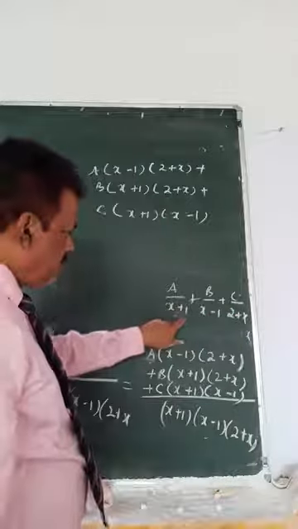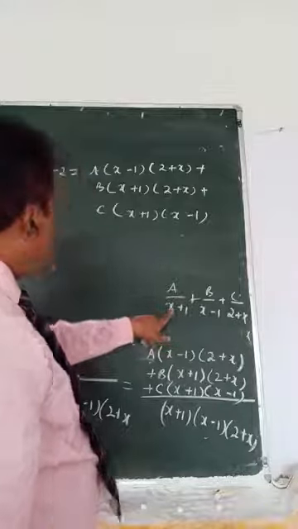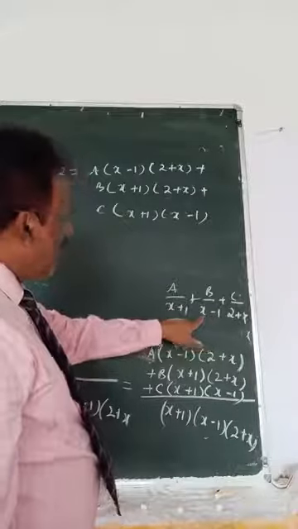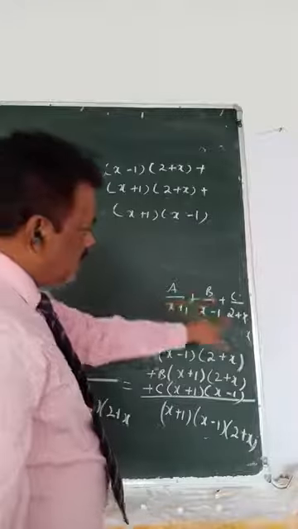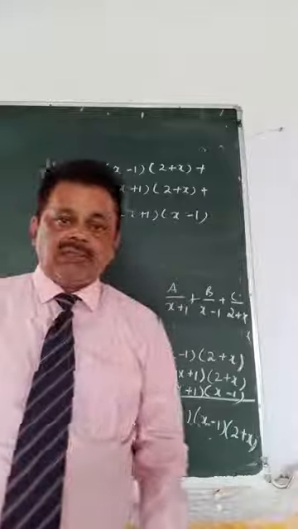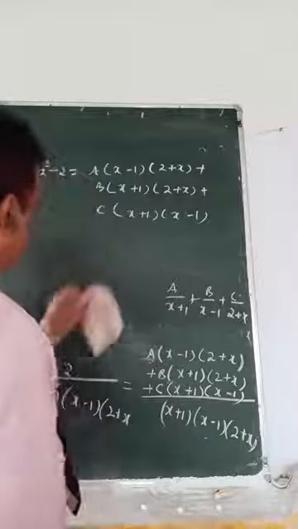So how to make this one 0? Now minus 1, so put minus 1. How to make this 0? 1, then you will put 1. How to make this 0? Minus 2, then put minus 2. Then you will get your answer.